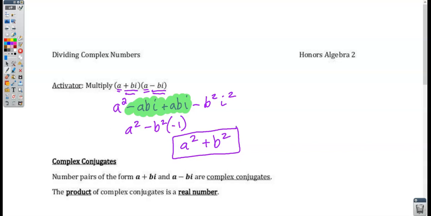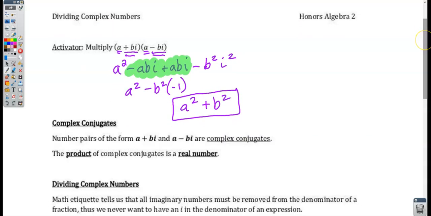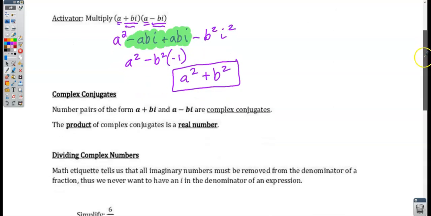These two numbers you see in the first section here, a plus bi and a minus bi, are what are known as complex conjugates. The product of these is a real number, just like you see here, a squared plus b squared. By multiplying these two together, we could make the i's, the imaginary part of our complex number, disappear, and we end up with a real number value. The idea of complex conjugates is crucial to how we're going to divide complex numbers. So let's go ahead and continue on.